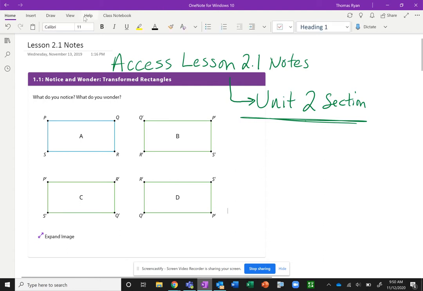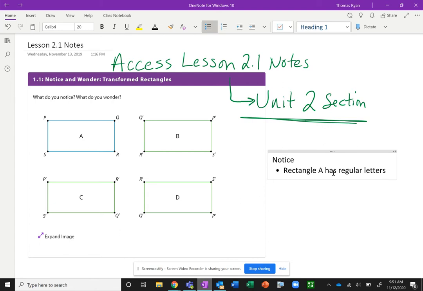So there's a couple things that I want to draw your attention to, okay? And whatever you wonder, that's entirely up to you. But here are some things that I need us to try to make sure that we notice here. Okay, so notice that rectangle A has regular letters. And what I mean by that is that there are no apostrophe markings, that we call the prime. So there's no P prime, S prime, R prime. It's just P, Q, R, and S.